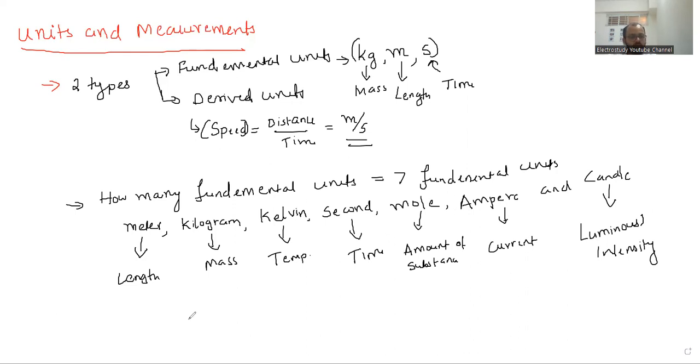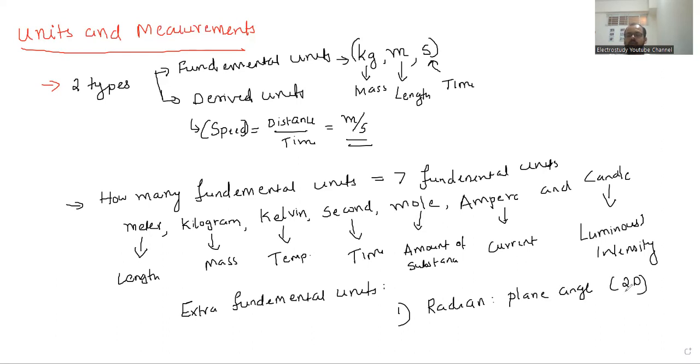Similarly, two more fundamental units are available. In addition to that, there are extra fundamental units. This also you can remember. What are the extra fundamental units? The first one is radian. You know what is radian? If you are measuring L by R, theta is equal to L by R, it gives the plane angle. For example, a circle, or a two-dimensional diagram.